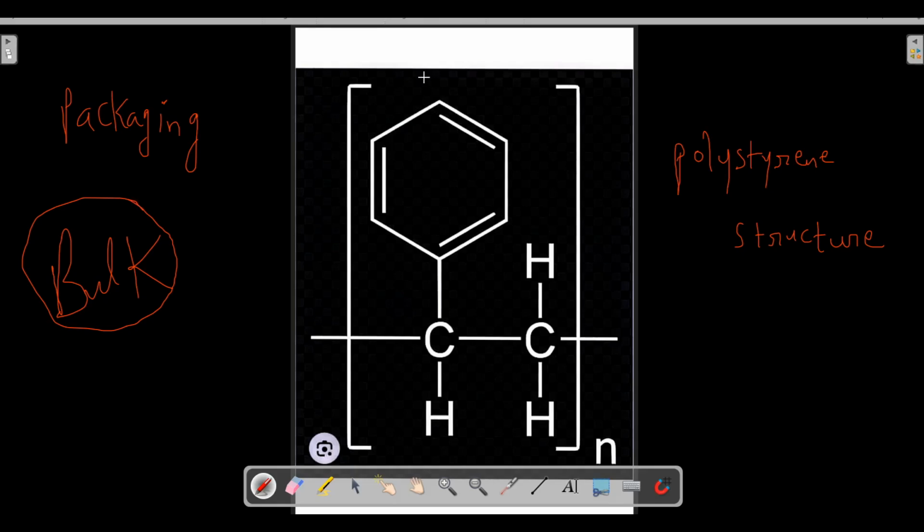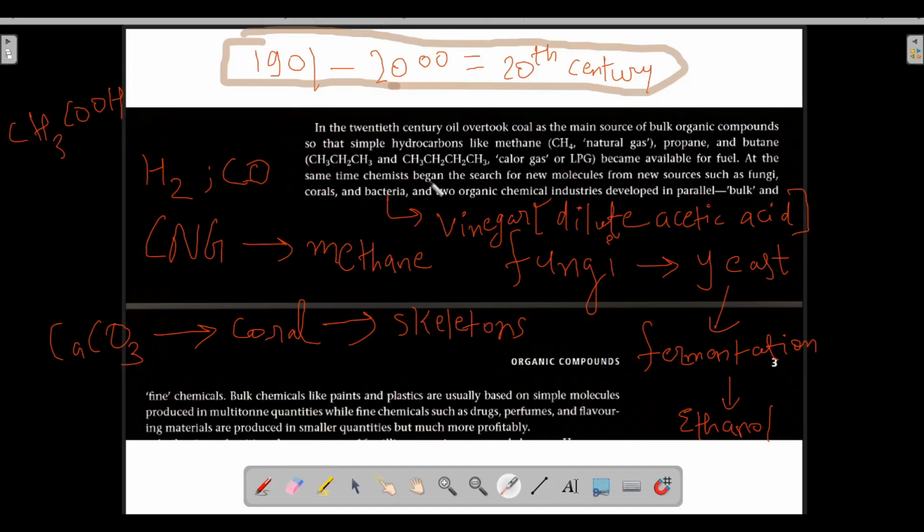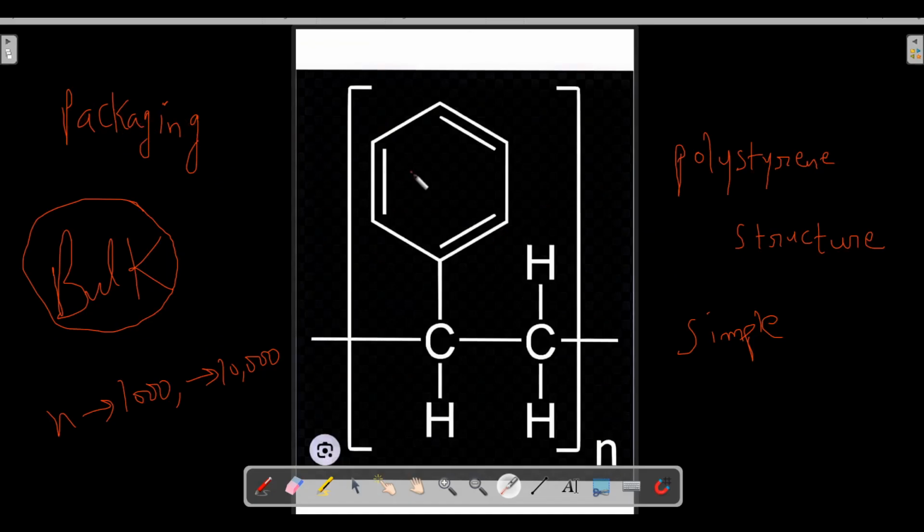Okay, so now this particular compound has a simple structure. This N represents that this unit will repeat many times. So this unit will be there, then this unit will again be attached here, then a third unit, then a fourth unit. So this unit is repeating. N can be anything from 1000 to 10,000. Now this is a simple molecule, and it is produced in multi-ton quantities, because for packaging purposes a lot of polystyrene will be required.